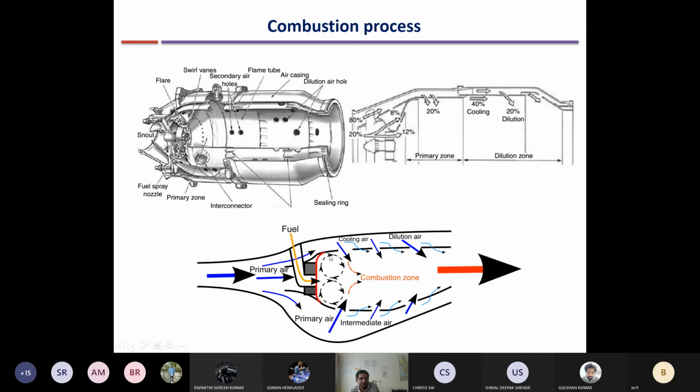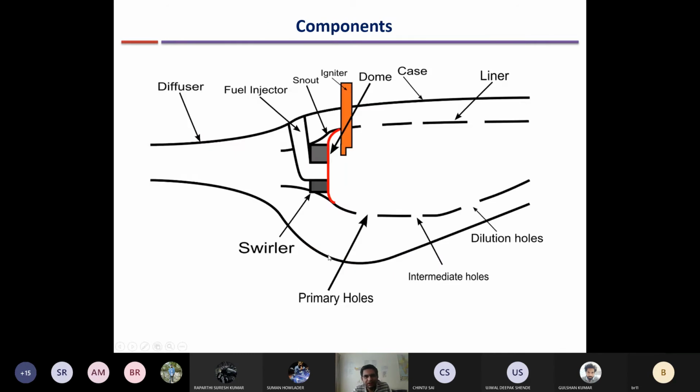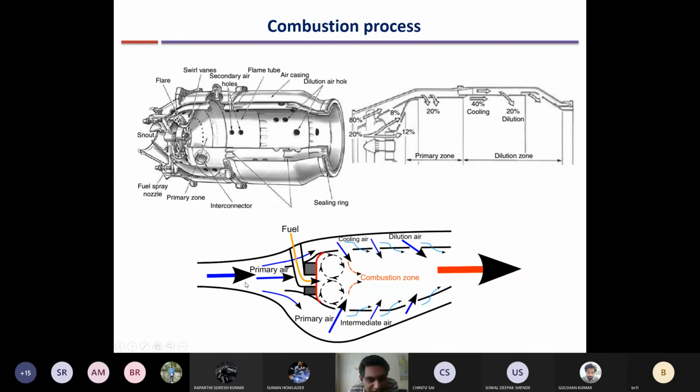Through this slide, it is more clear. Same diagram, but now let us look at this. So fuel is coming from the fuel injector at a high pressure. The air, so from where is the air coming? It is coming from the compressor, at a very high pressure. It is now divided into different parts.